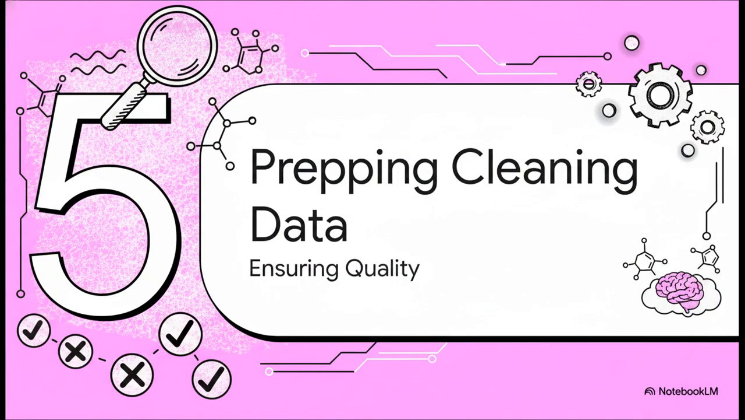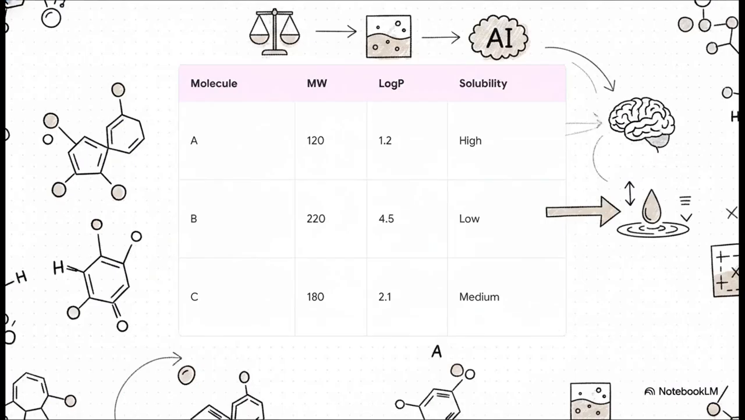But as any data scientist will tell you, just gathering the data isn't enough. That brings us to Section 5, prepping and cleaning data. This is where we proofread our translated text so the AI doesn't learn the wrong lessons. Before we feed anything to an AI, it has to be perfectly structured. Look at this table. We have our molecules, A, B, and C. We've got our input features, like molecular weight and log P. And crucially, over on the right, we have our target outcome, solubility. Keeping this clean separation between the features we know and the target we want the AI to predict is the absolute foundation of supervised machine learning.